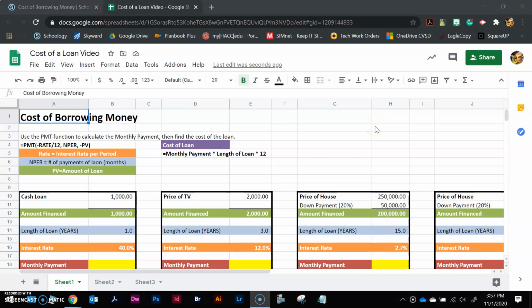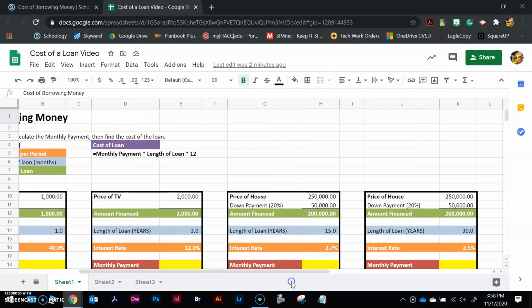Hey everyone, wanted to make sure you had all the information you need to finish off this cost of borrowing money assignment. First and foremost, a couple things. Again, we said when we want to figure this out, we need to know the principal, the term, and the interest rate. So we have to have some givens on here. I want to double check to make sure you have this information.